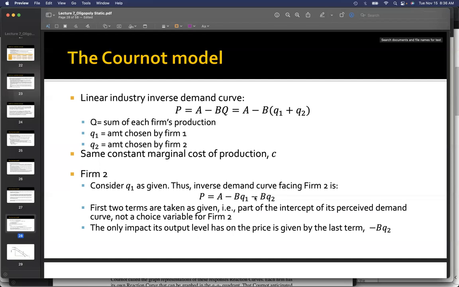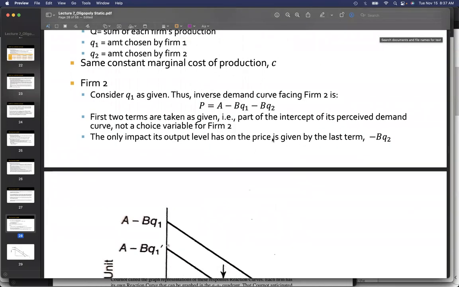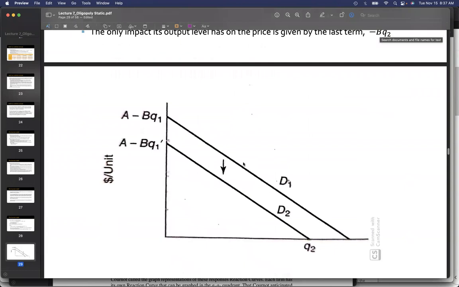Okay. So first question to the group. If the output produced by firm 1 goes up, what happens to this intercept? Okay, it gets smaller, so the demand curve shifts down, right? Because you're measuring price on the y-axis. So since this is essentially in units of price, the price goes down. The only impact on its output level is that the intercept goes down. So this is what's depicted in this picture here.